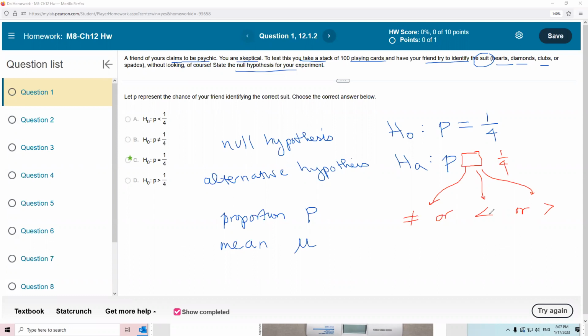In this example, they really just asked us to come up with the null hypothesis. So our null hypothesis is P equals 1/4. So here's the answer for this null hypothesis.